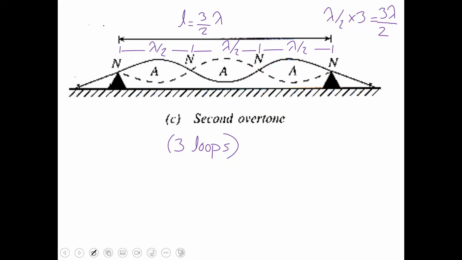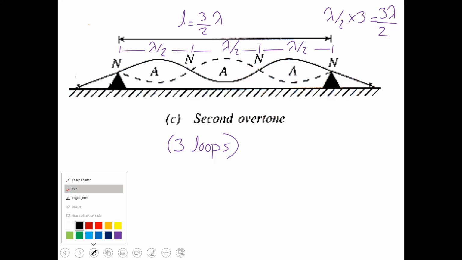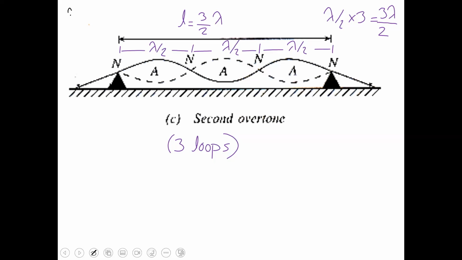There are 3 loops now. This is called case number 3, the second overtone. Why is L equal to 3 upon 2 lambda?